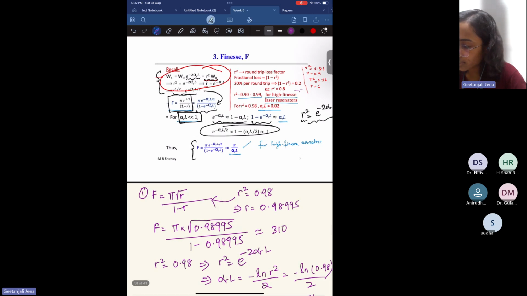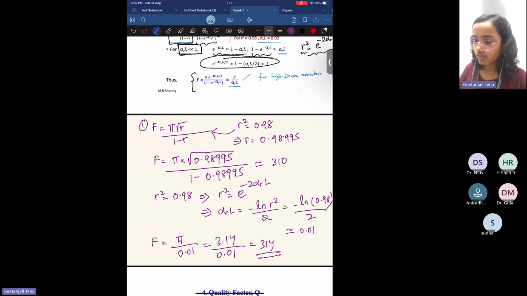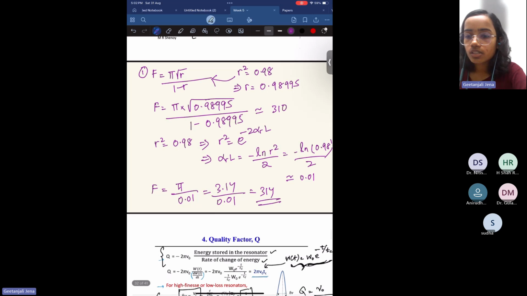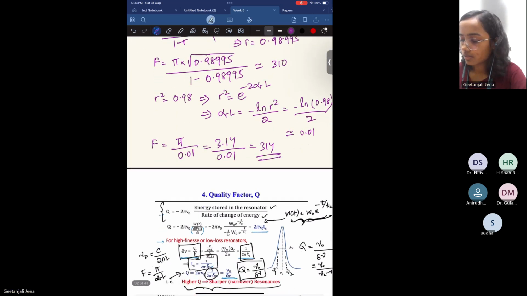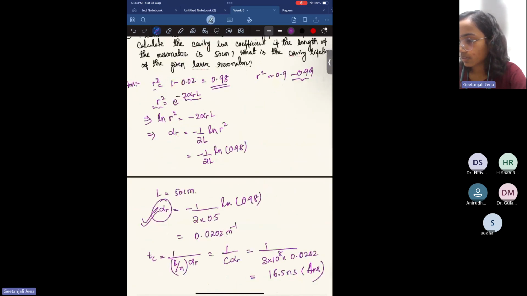Okay, so there is a mistake here. I think instead of 2, it will be 1. If you take 2, I think there will be an error, because it will be 314 divided by 2. That's why we'll get a different value. So don't take 1 minus R square as alpha RL; use the ln formula to calculate. Any other doubt in the slides or in the problems? Anyone? Otherwise, we'll move to the content of week 6.